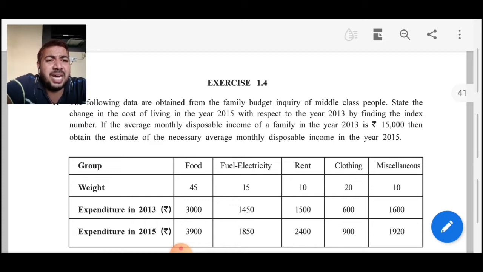In this sum they have asked us a total of 3 questions. First, cost of living index number. Second, the change in the cost of living index number in 2015. And the third, if the income in 2013 is 15,000, then how much income should be there in 2015. So friends, we will solve this sum one by one.